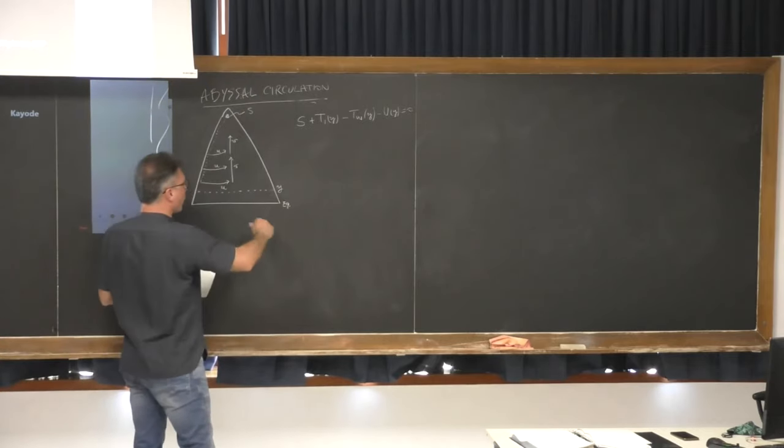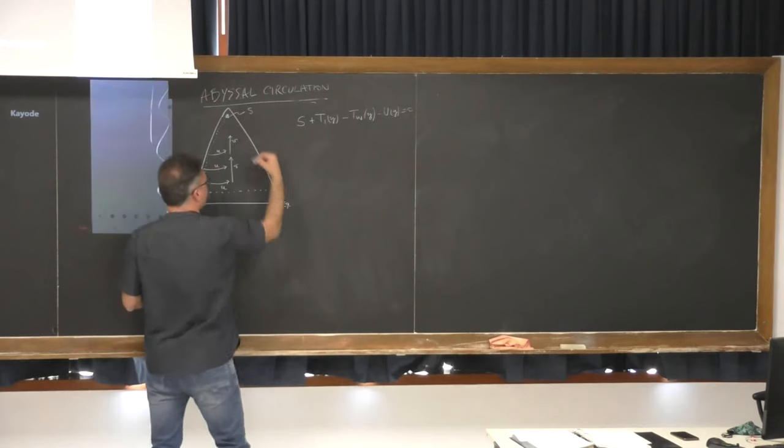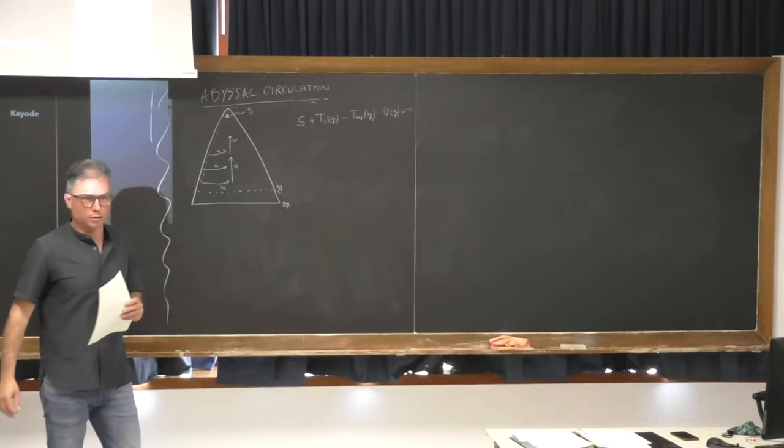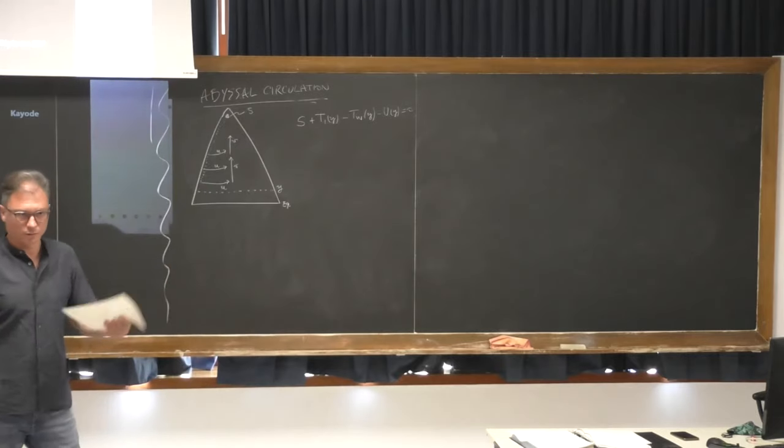North of some latitude y, you can put y here, you can put it here, you can put it at the equator. It's just an integrated area balance of sources and sinks.